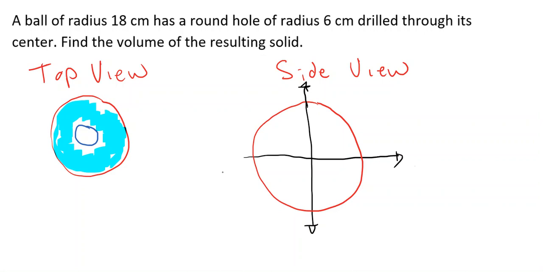And we can find the equation of this ball because we have centered this ball so the center is at the origin. The equation of this circle is x squared plus y squared equals the radius 18 squared, which is x squared plus y squared equals 324.